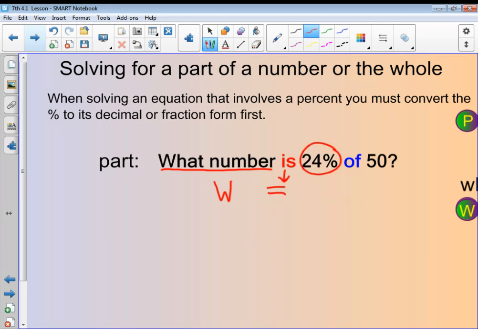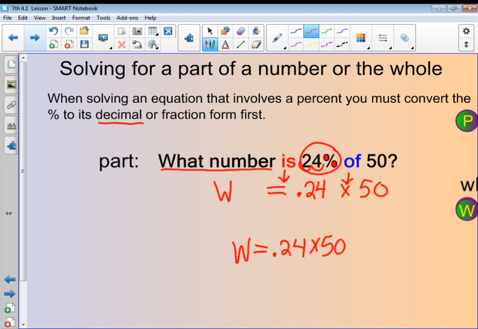24%. When we do this, we need to change it either to its decimal or its fraction form. Now, I like to work in decimal form because with fractions, you have to remember all of those different rules. It's not easy to do fractions on your calculator. So we'll go ahead and change this to its decimal form. Plus, that's good practice. I have 2 circles on my percent, and I want to move 2 places away from that percent sign because I want to get away from it being a percent. So 2 circles means 2 places, it becomes 0.24. In math, of means times, and then 50. So I have W equals 0.24 times 50.